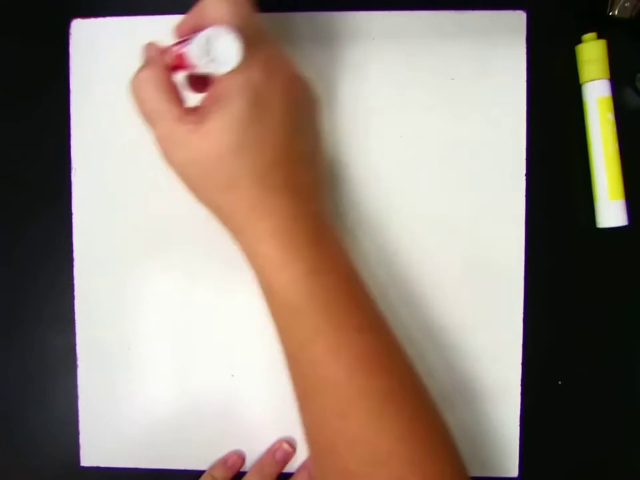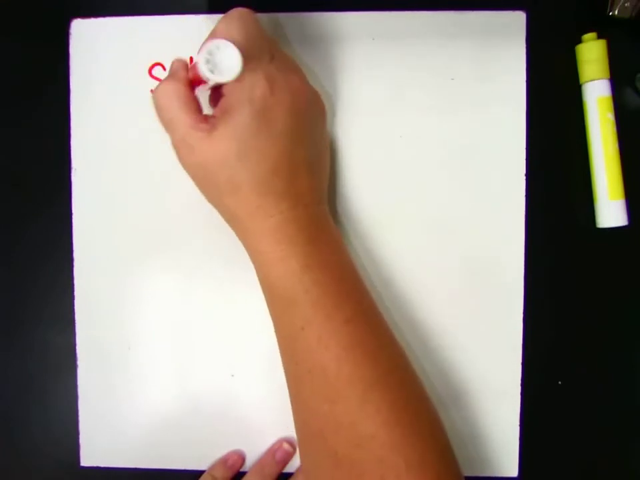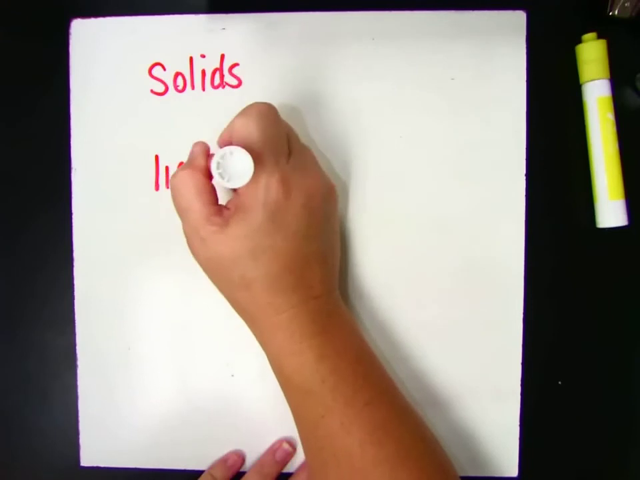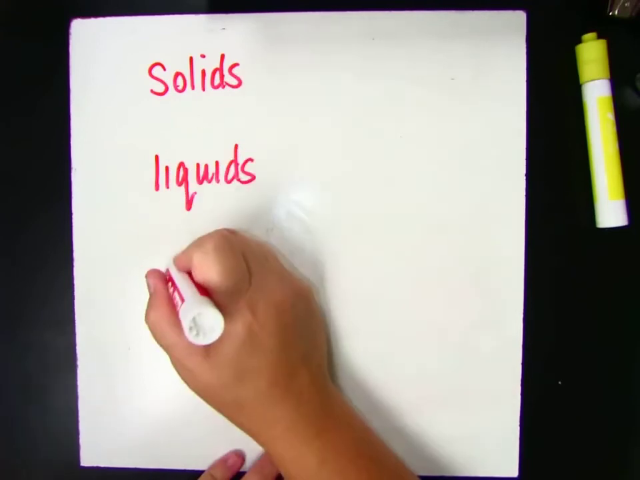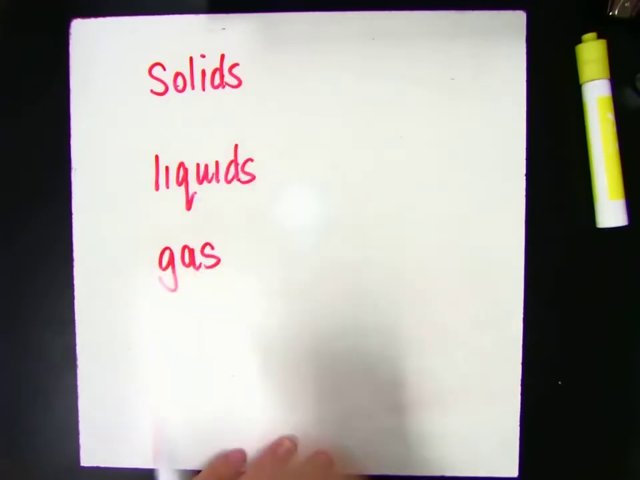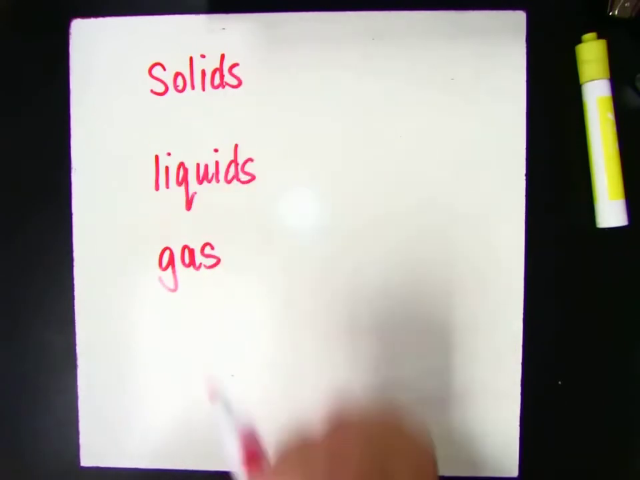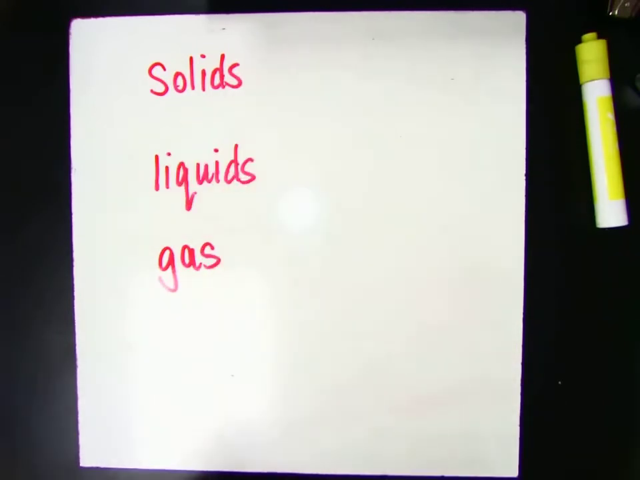Okay, so we know that matter consists of three states. We have solids, liquids, and gases. And solids, liquids, and gases are different states of matter.